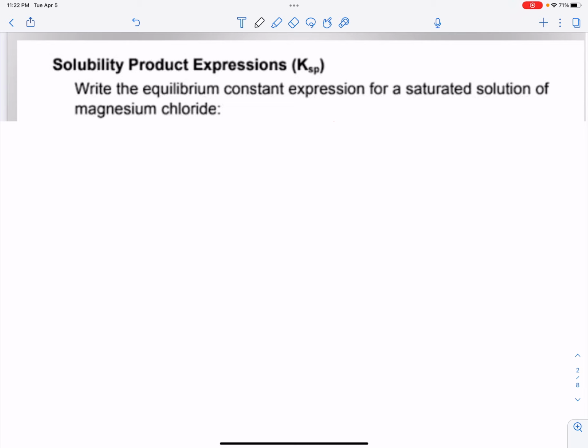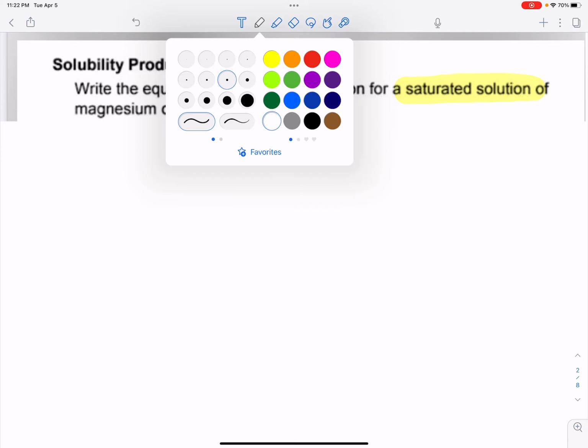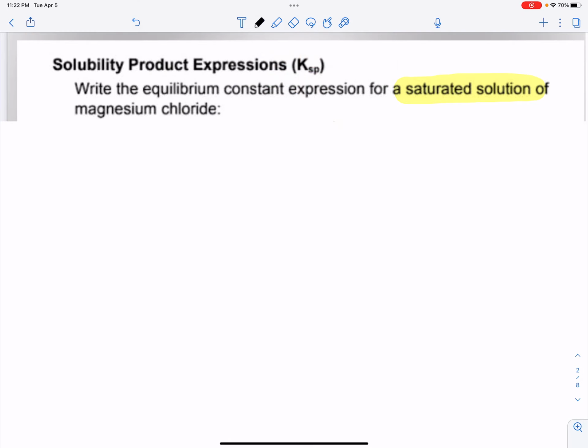So first problem here says, write out the equilibrium constant expression for a saturated solution of magnesium chloride. Okay, so the first thing is we've got some key words in the problem here that are going to tell us a little bit about the problem. First off, you'll notice that it's a saturated solution. When we have a saturated solution, we know we have an equilibrium. So we're going to go ahead and write a net ionic equation for magnesium chloride.